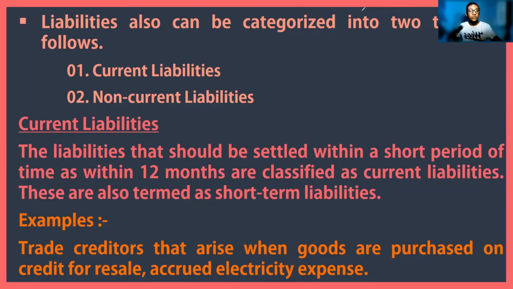Liabilities can be categorized into two, like assets. Previously we categorized assets into current and non-current. Likewise, liabilities can also be categorized into current and non-current. Current means, with the same theory, within a 12-month period. 12 months.